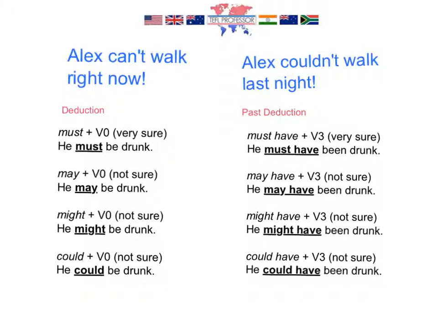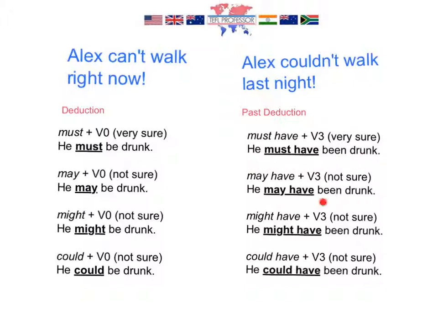So all of these things take the same exact form, but we just use have to put them in the past. Alex couldn't walk last night. So we're not talking about now, we're talking about last night. This is the day after. He must have been drunk. Now remember, when you use the have, you're going to also use the verb 3. So he must have been drunk.